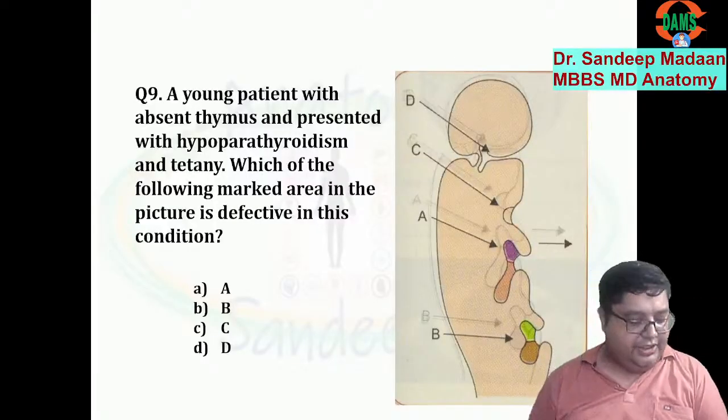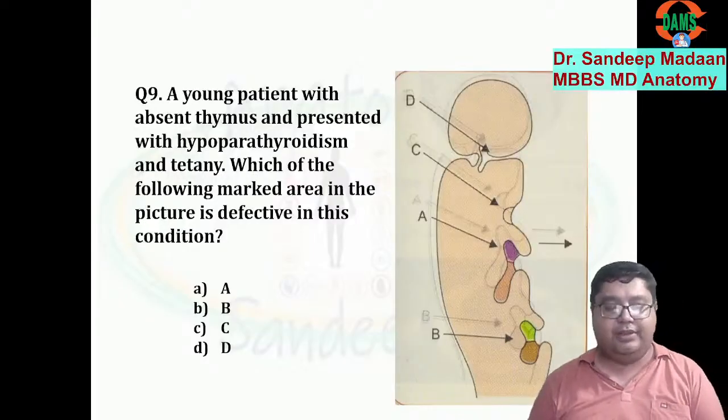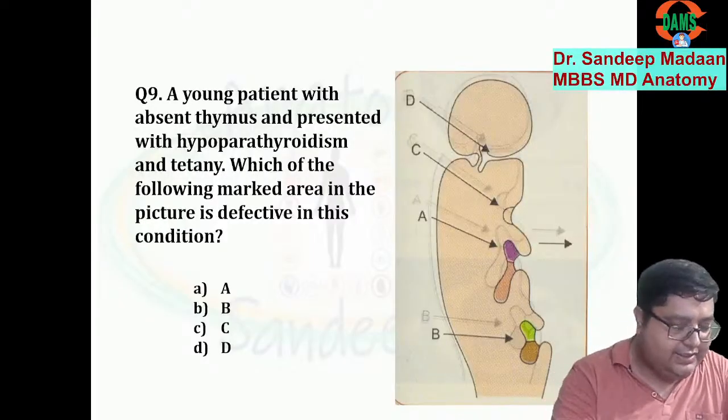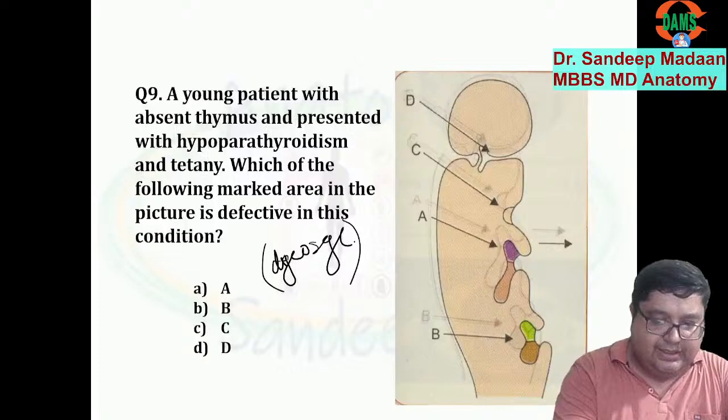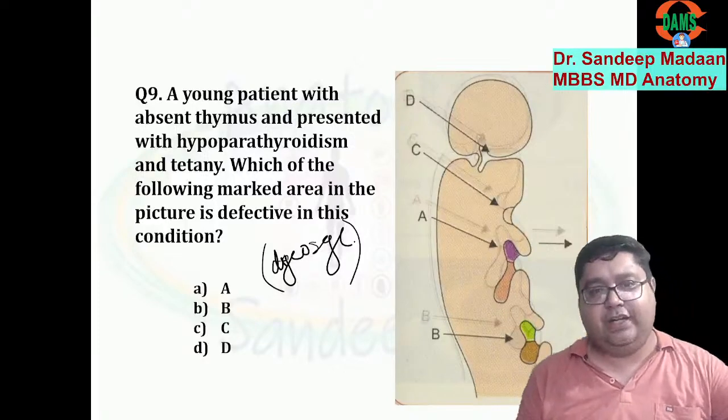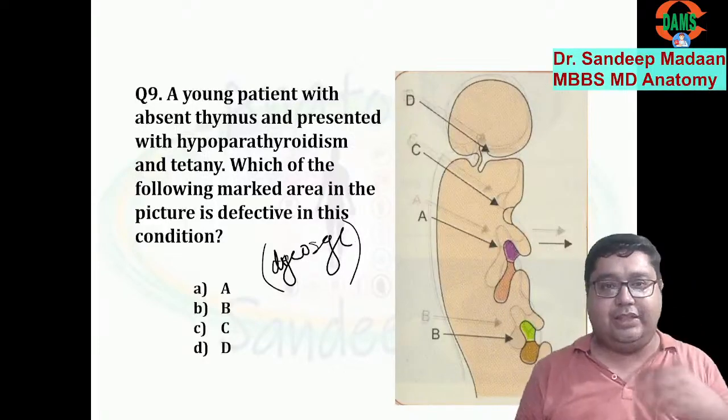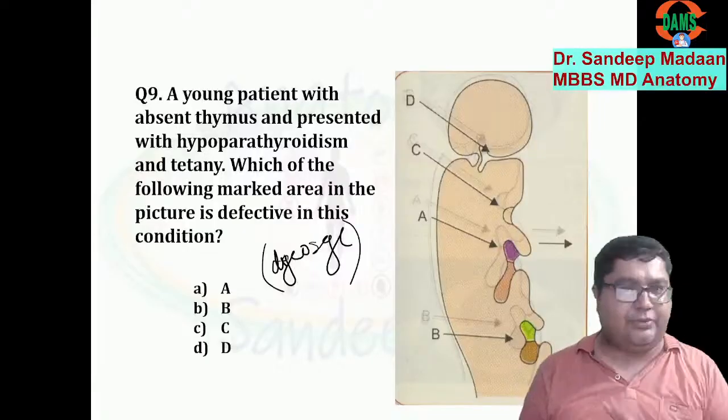So this given condition is known as what syndrome? Can you make a guess? The name of the syndrome will be DiGeorge syndrome. And now the point is, among these pharyngeal pouches, which one is defective? So we have to find out from where the thymus will be found, because that is completely absent.